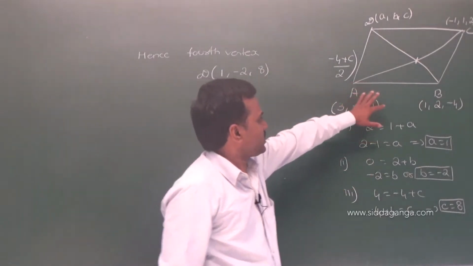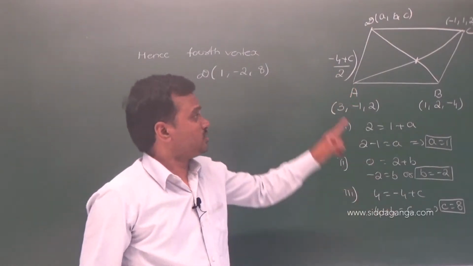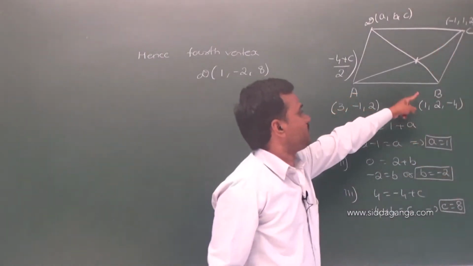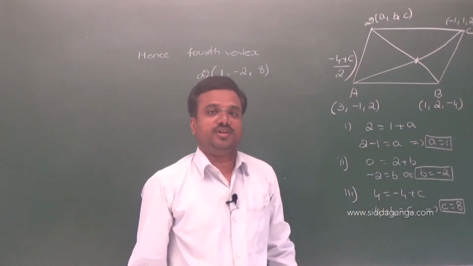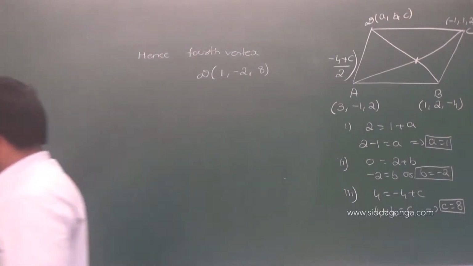This is a very important problem. If three vertices are given, I solve by using the midpoint formula. So in a parallelogram, the midpoint of AC is the same as the midpoint of BD. Is it clear? Understand? Okay. We take one more problem.